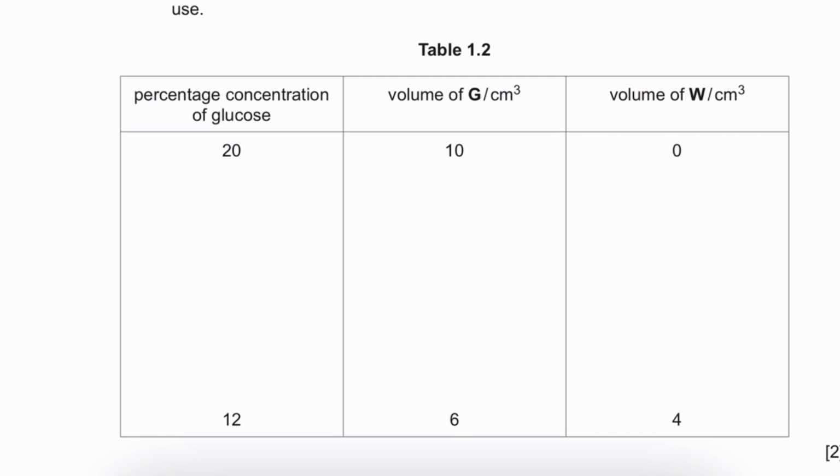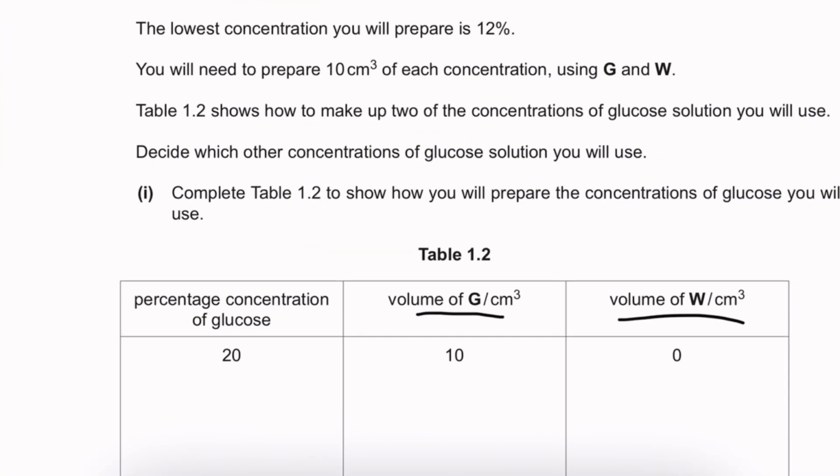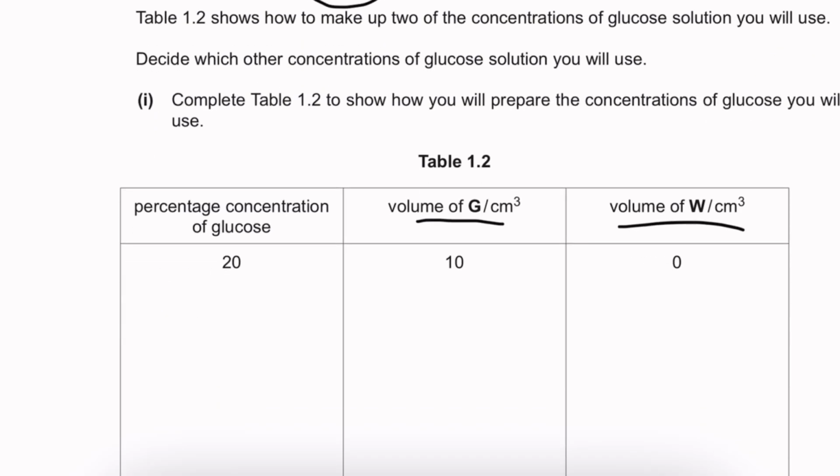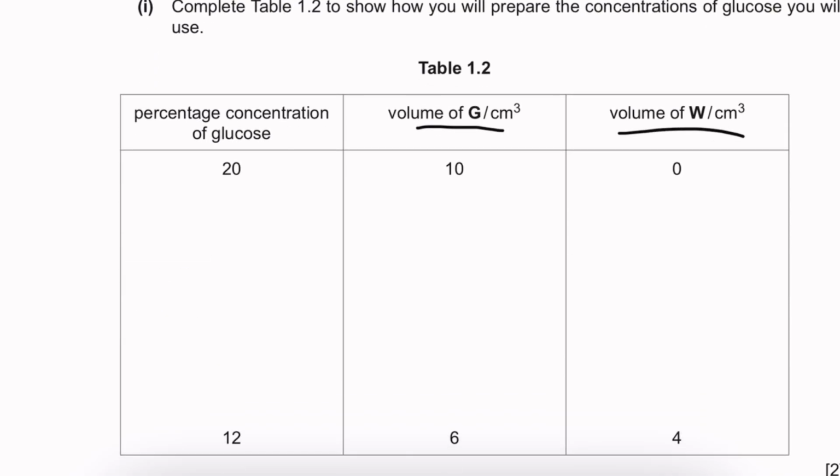In this situation, we're not doing serial dilution. What we're doing is simply we're going to use these volumes. Okay, and you need to always add up to 10 because he said here we need to have a 10 centimeter cubed solution of each. So what we're going to do is that the first time we use 10 centimeters cubed of G and 0 centimeters cubed of W, which is water.